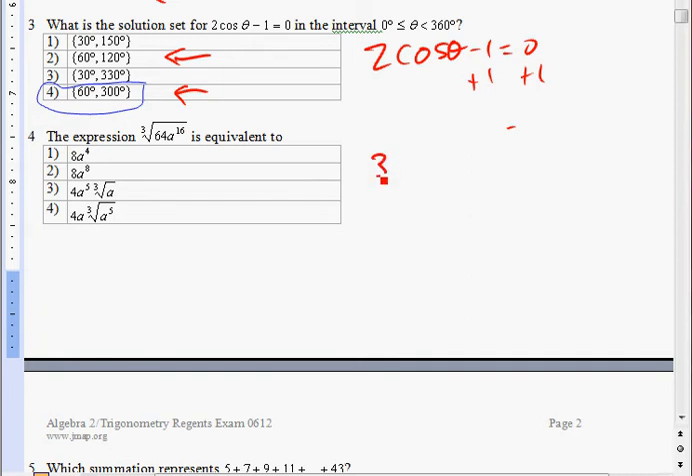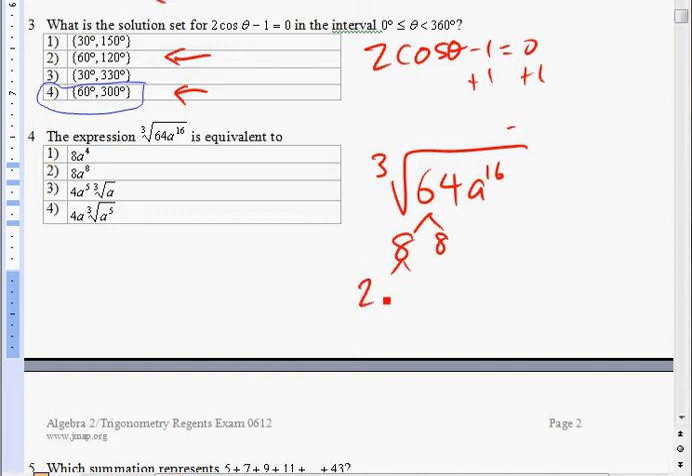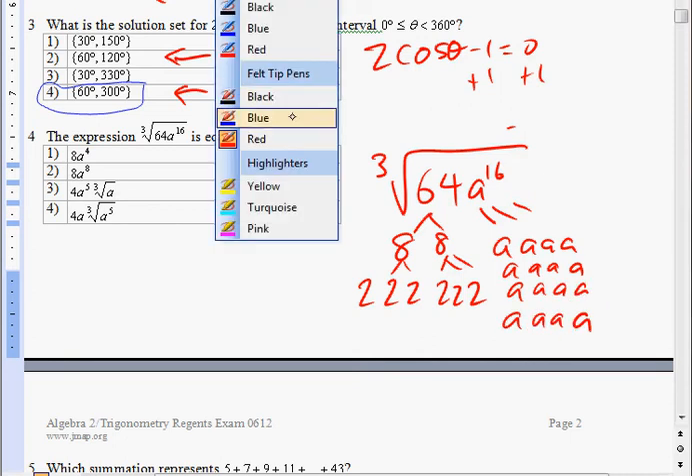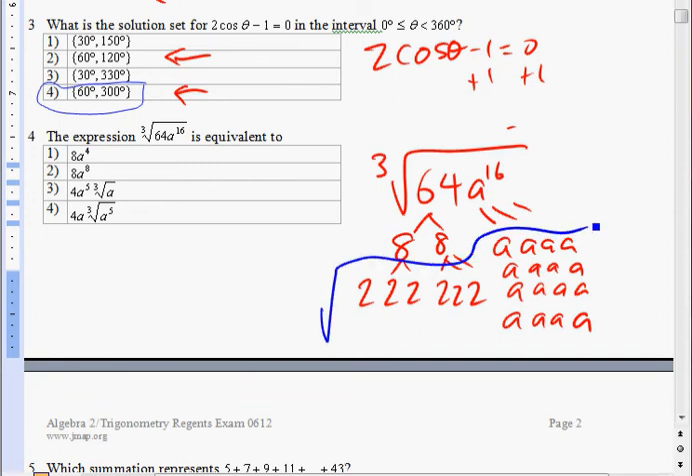And we have the cube root of 64a to the 16th power. One way you can do it is to factor out 64 and get the prime factorization of 64. So 64 is 8 times 8, and 8 is 2 times 2 times 2. If you multiply 2 times itself 6 times, you should get 64. You can also factor out the a to the 16th. This one is kind of tedious. There's 16 a's. And this is all underneath a big cube root sign, okay?